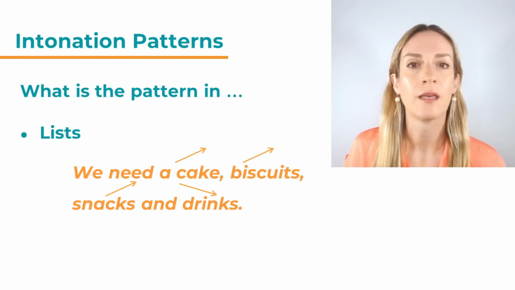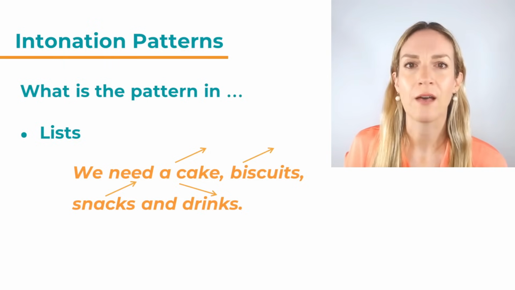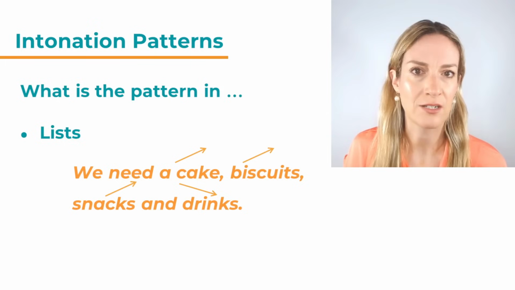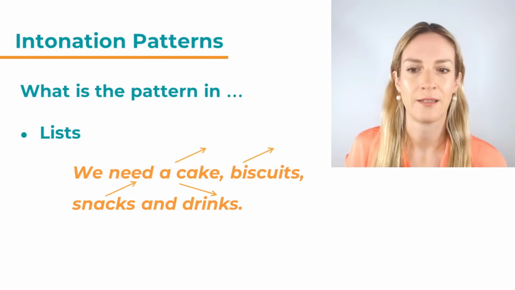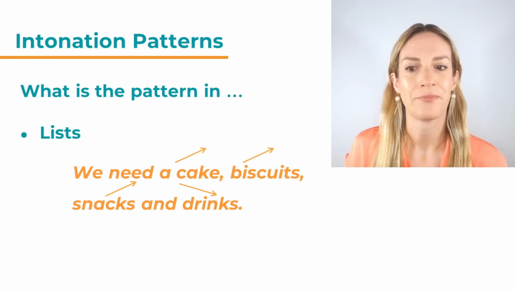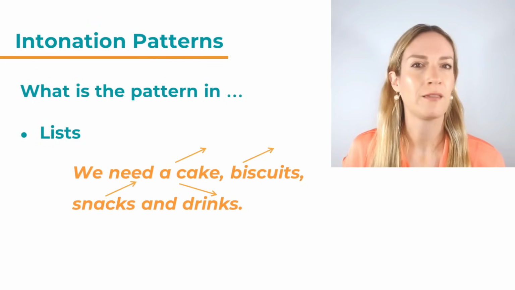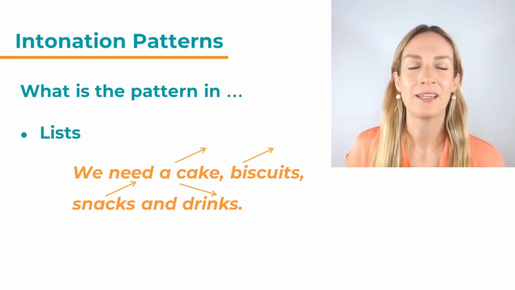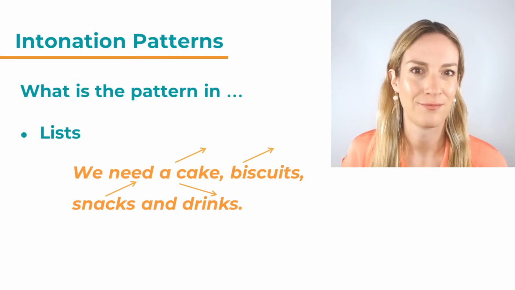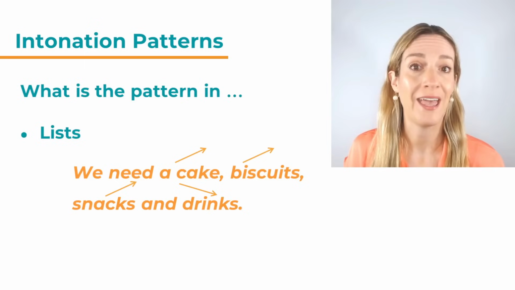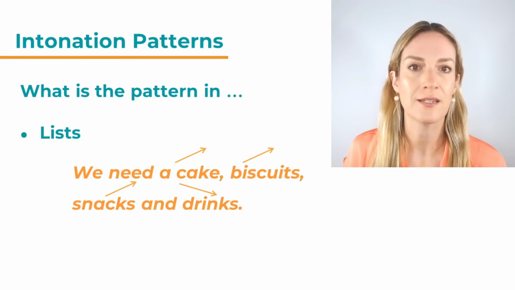Often it is, but it would still sound like you haven't finished if you use a rising intonation. Let's listen. We need a cake, biscuits, snacks, and drinks. The listener would probably think, and what else? It sounds like you have not finished your list. Equally, if I left out the word and still use the correct intonational pattern, you would know that my list has finished. Listen. We need a cake, biscuits, snacks, drinks.